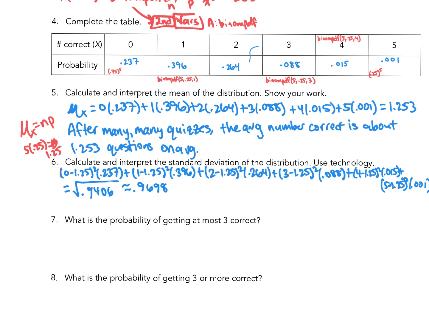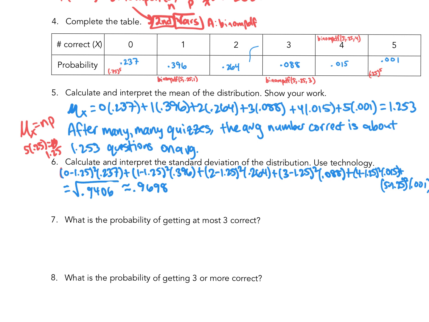If you do the formula for standard deviation and you go through the number correct minus the mean, squared, times its probability, you do get about 0.9698. If you were to type the table into list 1 and list 2 and then run 1-variable stats with L2 as the frequency list, you get something very similar, about 0.968 as well.